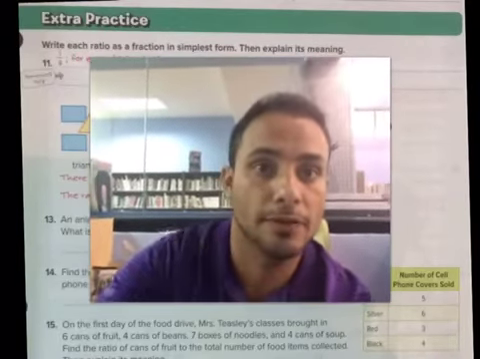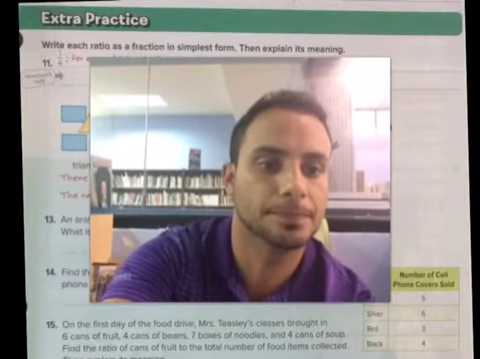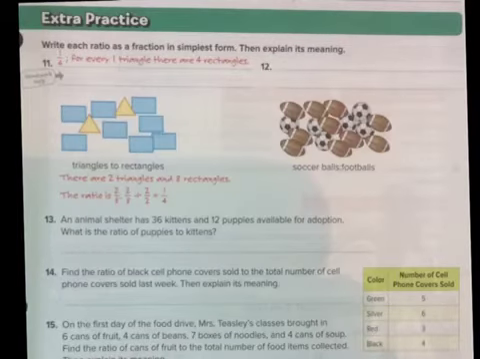I'm going to turn the camera off and let's go right to number 11. As you can see, number 11 has already been done for us, and that will help us do number 12. Here we're being asked to write a ratio in simplest form, then explain it.